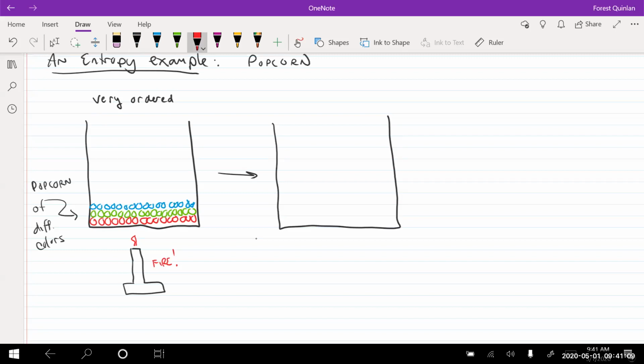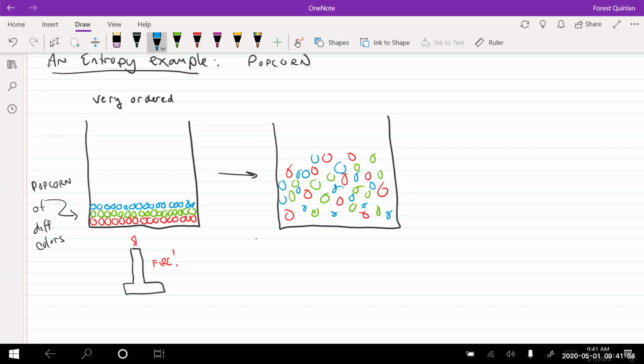So if we envision this in the aftermath, you're going to have all this stuff mixing around. It's not going to all pop up at once and just keep its nice little order. It's going to go everywhere. Okay. So when it does this, it becomes disordered.